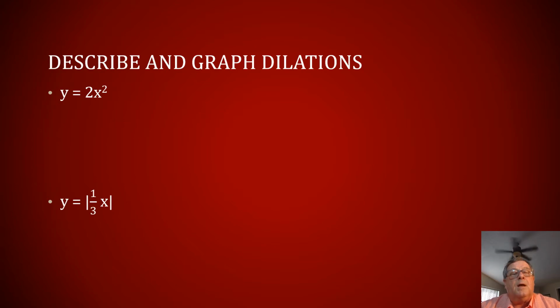Let me just approach this first one here, this 2x squared. Now, x squared, that's the parent function. That's a quadratic. And this 2 out here, this coefficient in front, is going to cause a dilation. And when that coefficient is greater than 1, it causes the graph to be stretched vertically.